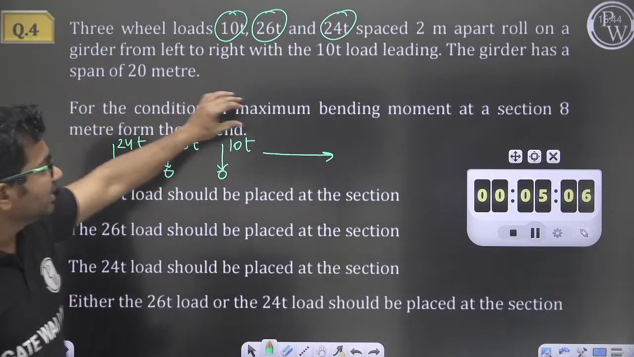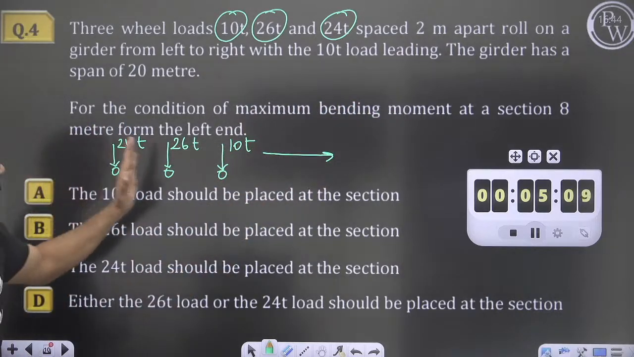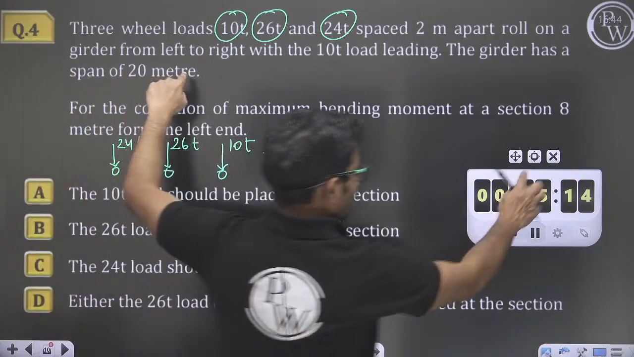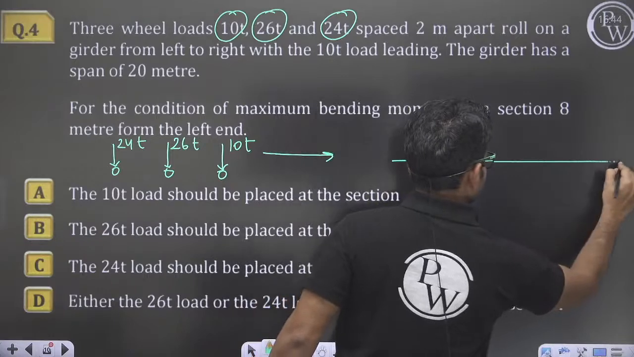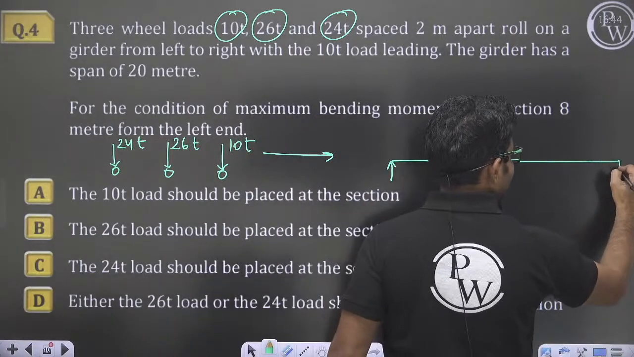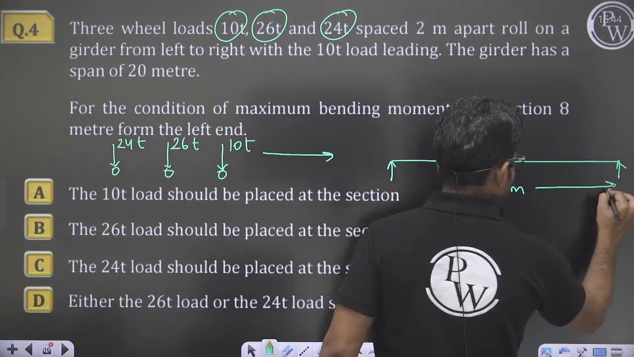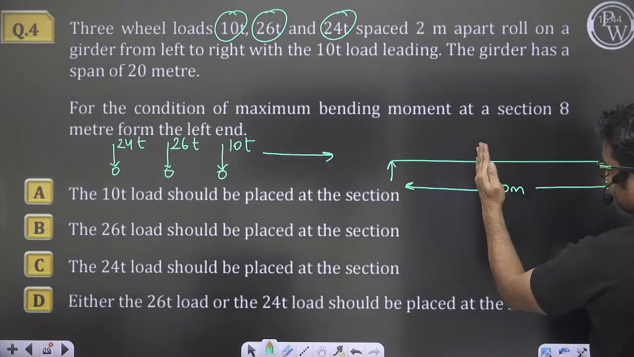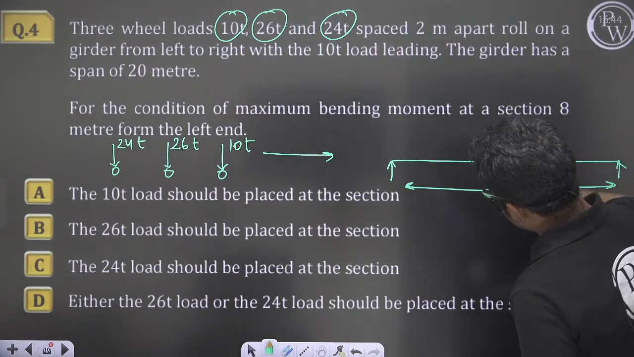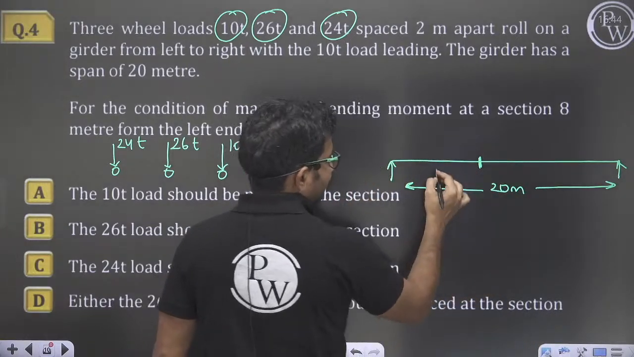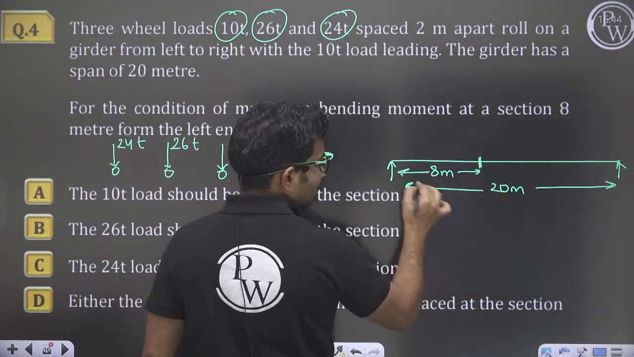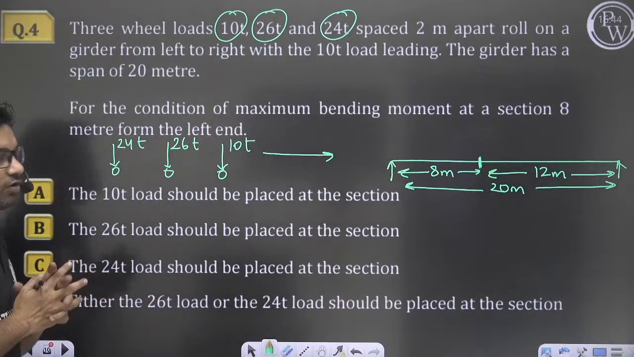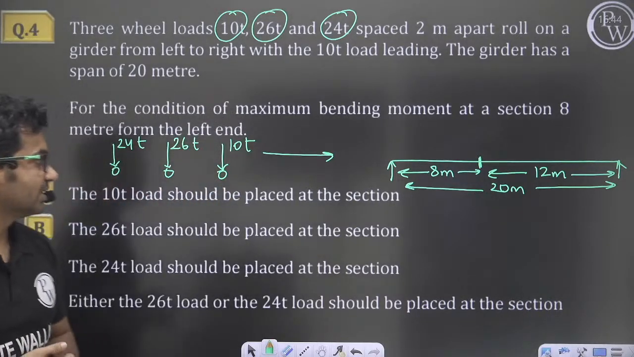Now for the condition of maximum bending moment at a section 8 meter from the left end, what is the span? Span is 20 meter. Let us say this is the girder, with a span of 20 meter. From the left end at 8 meter distance, so this distance will be 8 meter and this distance will be 12 meter, somewhat away from the midpoint. At this location, what will be the condition of maximum bending moment?